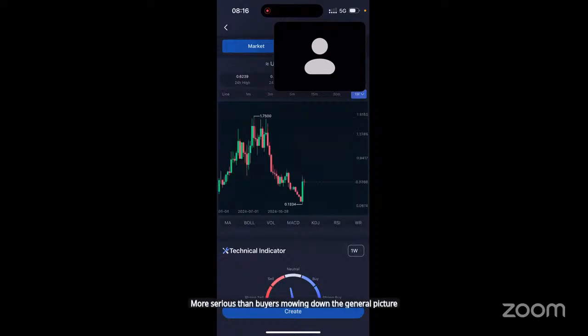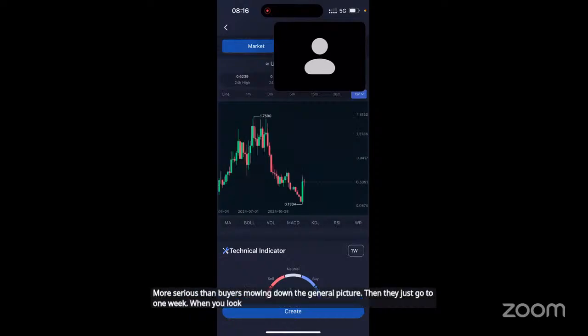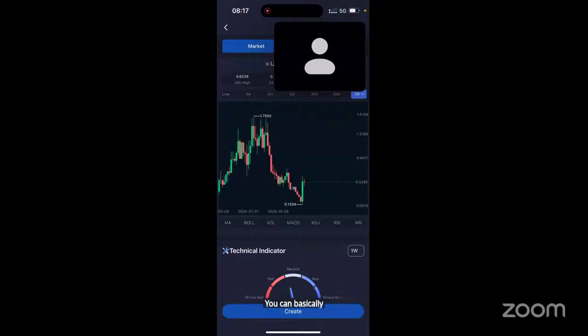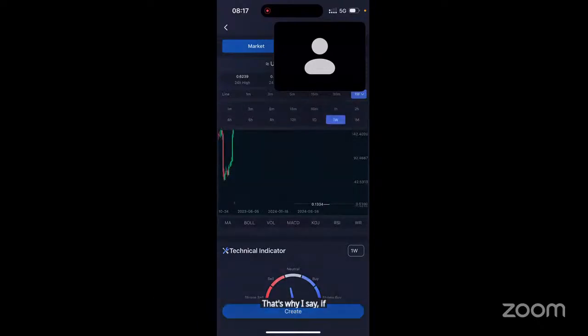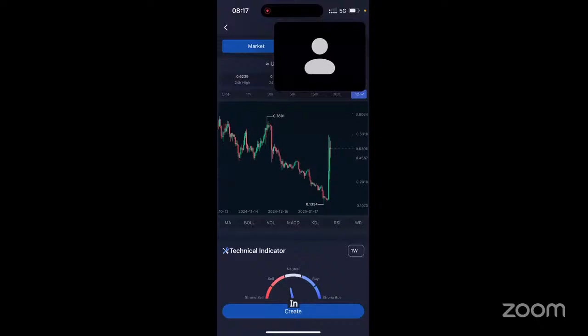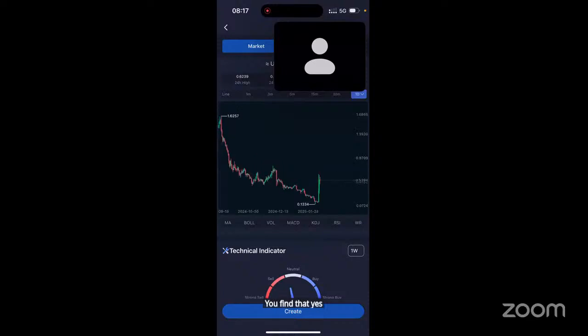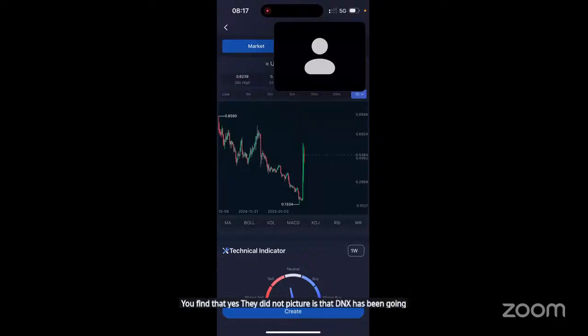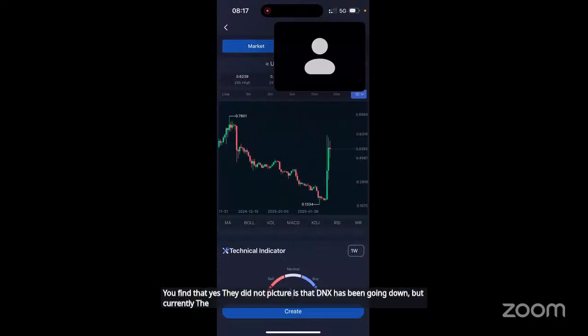Then let's go to 1 week. When you look at BNX in 1 week, you can basically see that BNX is just starting to rise, because red candles represent sellers and green candles represent buyers. That's why I say, if someone says, I want to check the market, let us go to one day. You see in one day, you find that yes, the general picture is that BNX has been going down, but currently the buyers have come up in a stronger way.